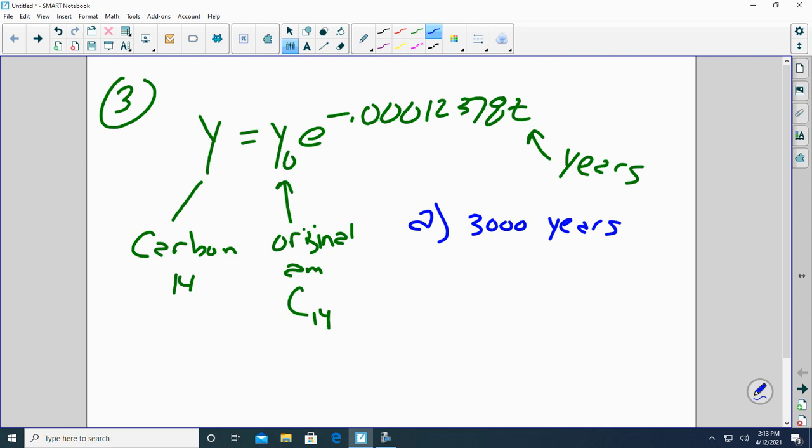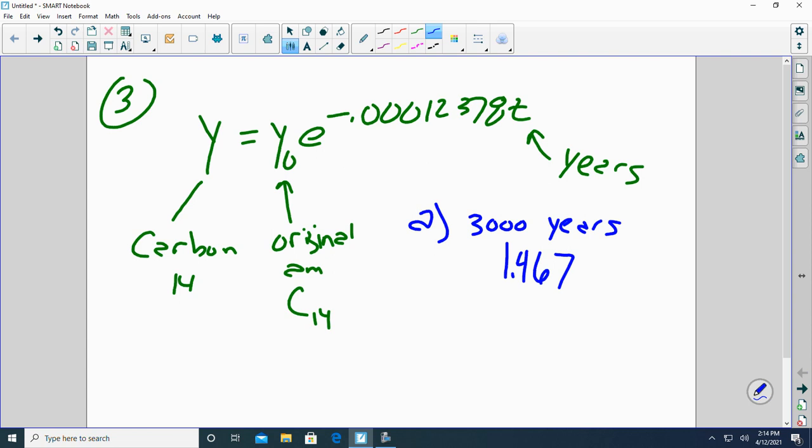But if you're talking 3,000 years, I'll use one of these. I'm going to go 0.0001237 8 times 3,000. Oh, clear. I'm going to go second e to the negative 0.000127 times 3,000. So this would come out to roughly that.